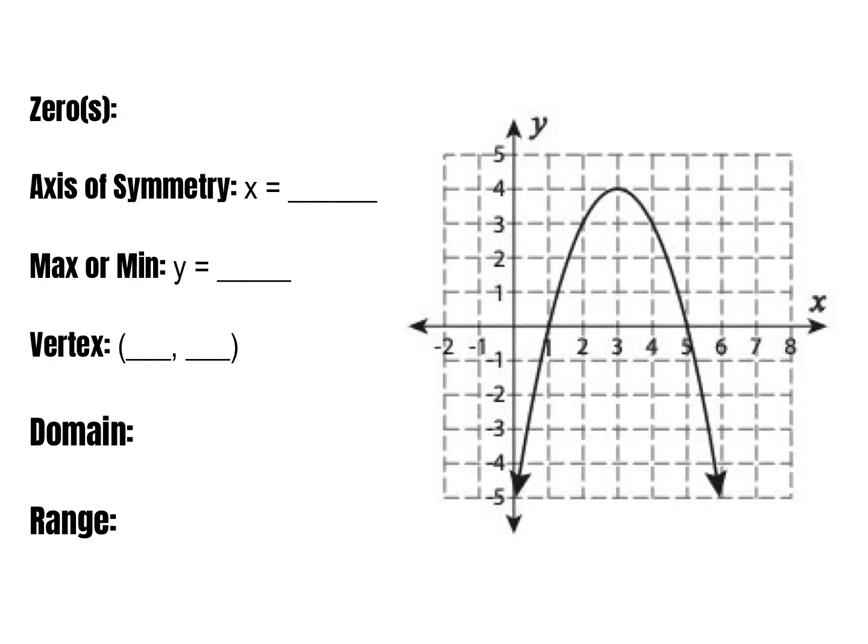Okay, so here are all these different things that we can find when we look at a graph of a parabola. We can find the zeros, the axis of symmetry, if it's a min or a max, the vertex, the domain, the range. So let's talk about all of these parts.